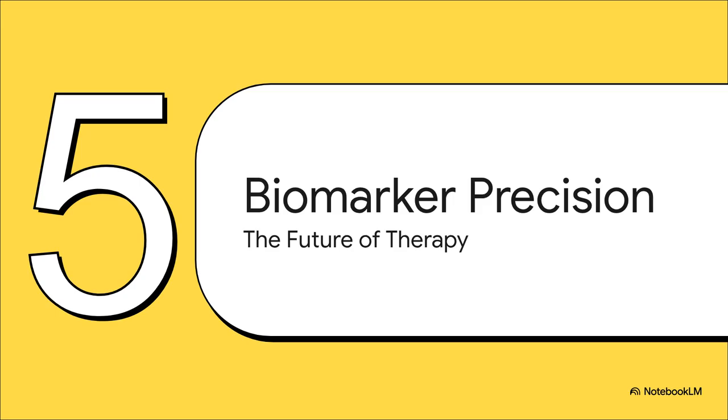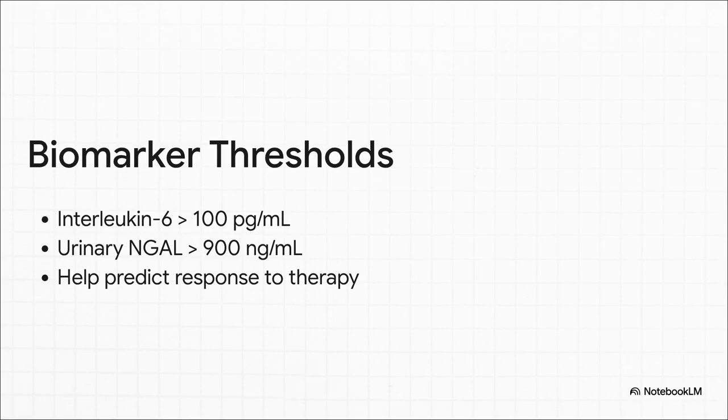Finally, Section 5. Biomarker-guided precision therapy. This is where the field is heading. We're moving away from purely reactive medicine and starting to see the emergence of highly specific, actionable biomarker thresholds. An interleukin-6 level greater than 100 picograms per milliliter is now heavily linked to severe systemic inflammation and a poor response to standard medical therapy in ALF.